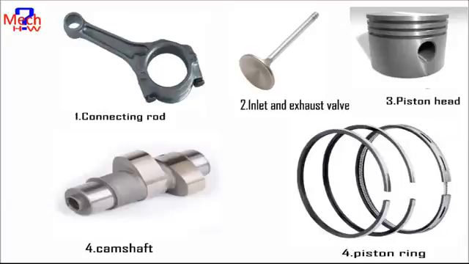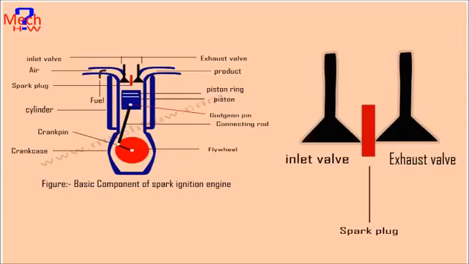9. Piston ring. Piston rings, fitted into the slots around the piston, provide a tight seal between the piston and the cylinder wall, thus preventing leakage of combustion gases. 10. Camshaft. The camshaft and its associated parts control the opening and closing of the two valves. The associated parts are push rods and rocker arms.